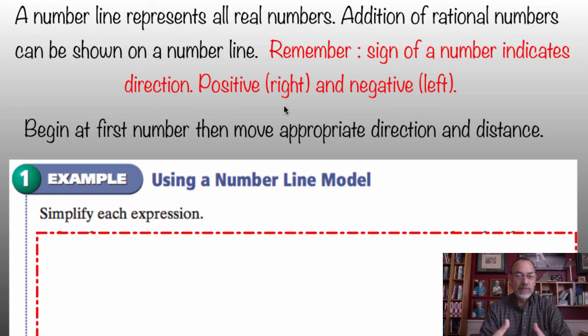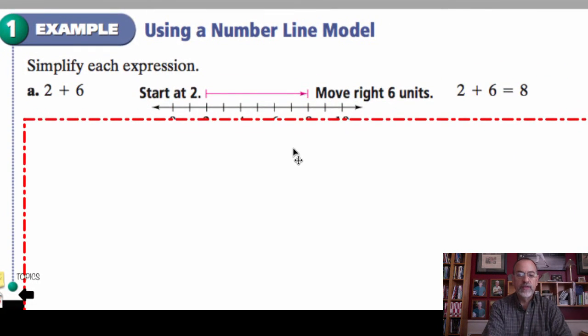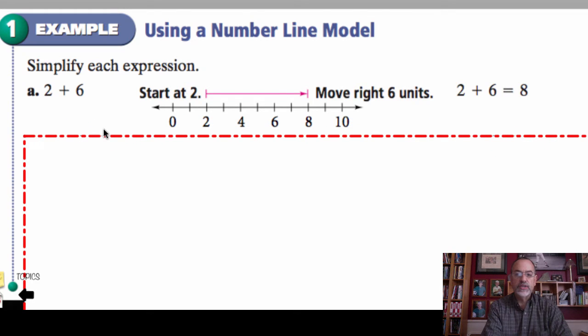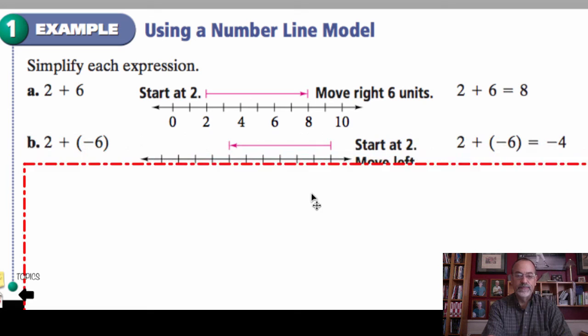So in order to add numbers on a number line, it's simply a matter of beginning at the first number and then moving the appropriate direction and distance. So the number and sign tell me the direction to go and how far to go. If we simplify each expression here, if we take a look at the expression 2 plus 6, I start at the first number, 2, and then because this is a positive 6, the positive sign tells me I move to the right, and then the number tells me how far. So starting at 2, I move 6 to the right, and I end up at 8. So 2 plus 6 on a number line is 8, and 2 plus 6 is 8.